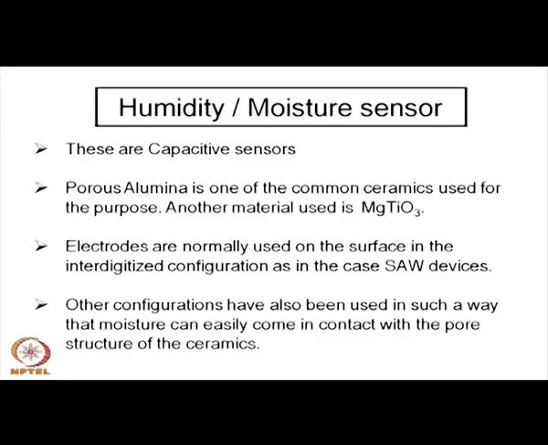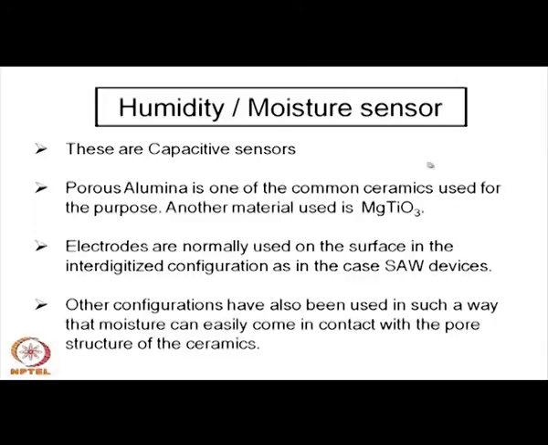Basically, the moisture has one kind of dielectric constant and the ceramic material has a different kind of dielectric constant. So, the capacitance value changes as a function of moisture content which is getting deposited into the pores of the ceramics. That is the reason it is a capacitive type of sensor. We are not measuring either the EMF or the resistance. Porous alumina is one of the common ceramics used for the purpose. Another material of course is magnesium titanate.